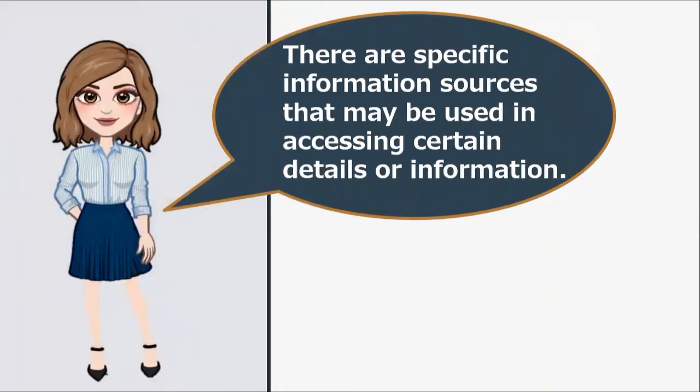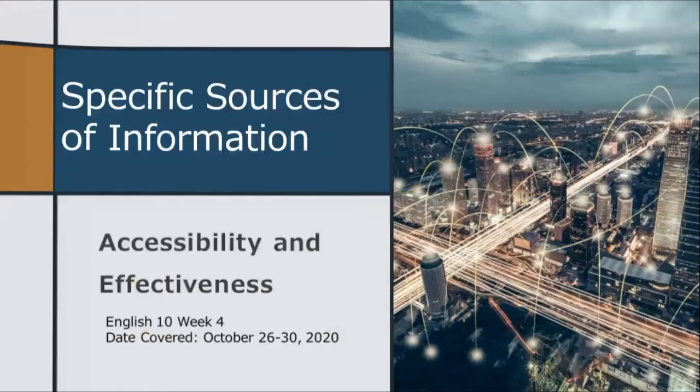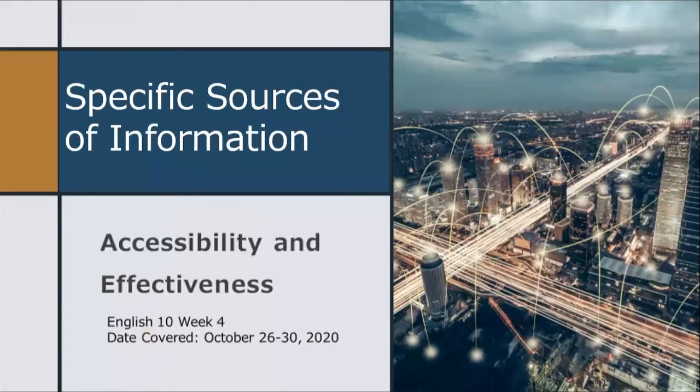But there are specific information sources that may be used in accessing certain details or information. Now, we're going to focus our discussion on the specific sources of information, and then later on, we will discuss the accessibility and effectiveness of the content.